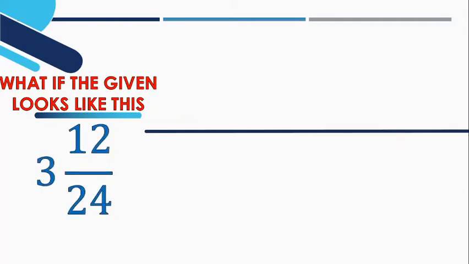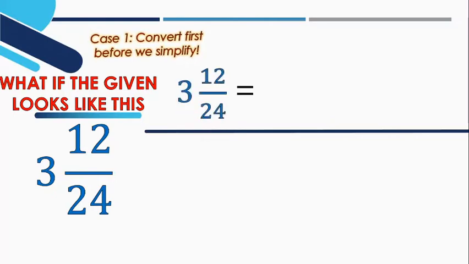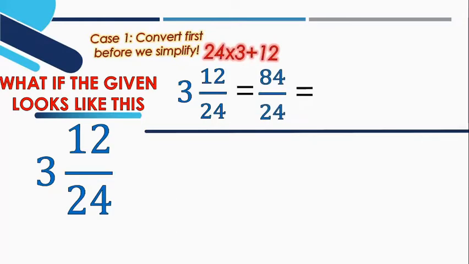As you could see, I intended to use larger numbers for us to really identify which of the two cases is easier. So case 1, convert first before we simplify. 3 and 12 over 24. Following the clockwise solution, that will give us 24 times 3 plus 12, and that's equivalent to 84 over, copy the same denominator, which is 24. But I could not identify its simplest form at first.